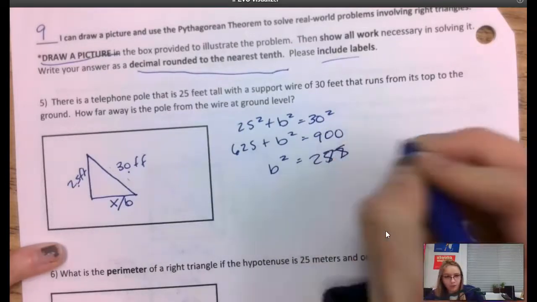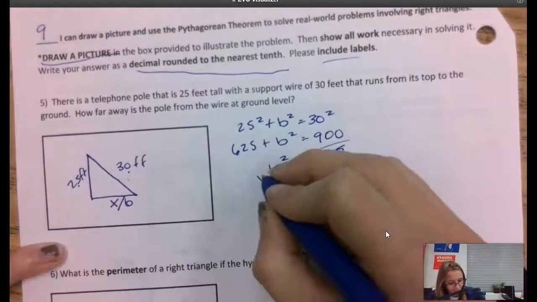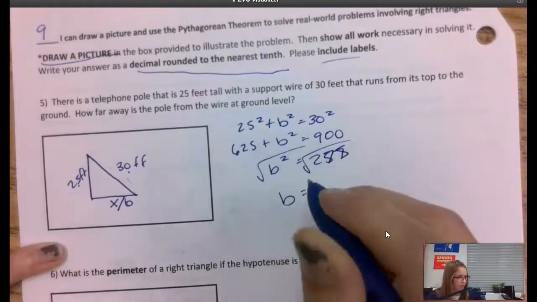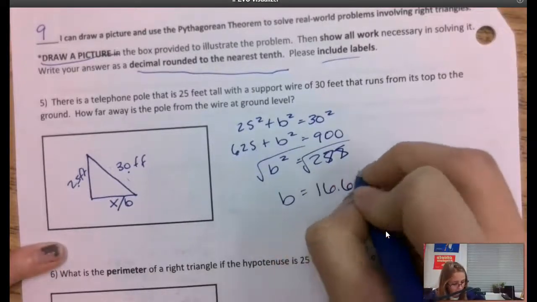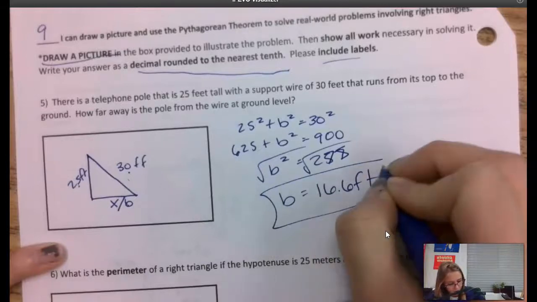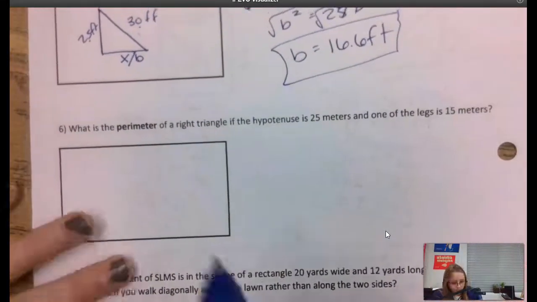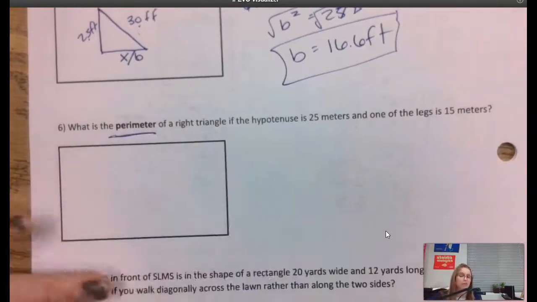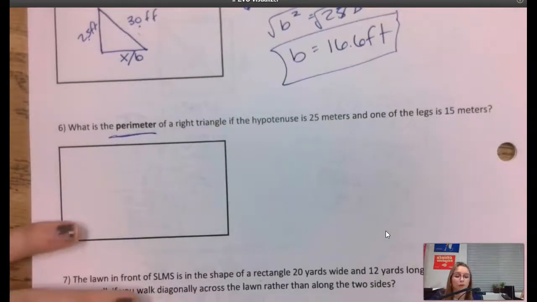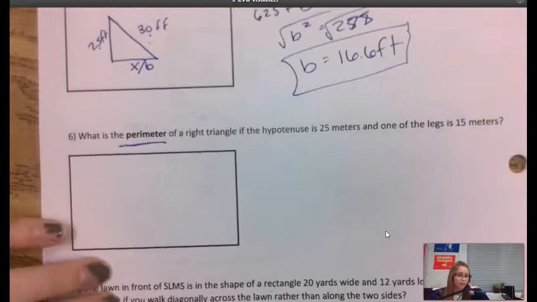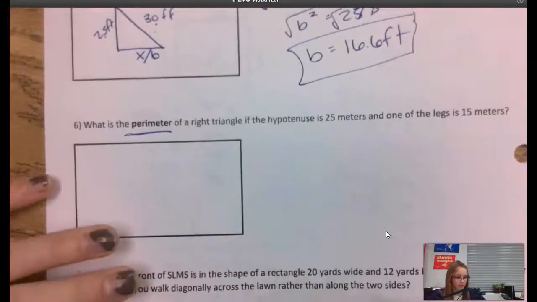Oops, 275, my bad, I wrote it backwards. And then B would equal 16.6 feet. Alright, so there you go. Now it says, what is the perimeter? So once I find this missing length, I then need to find the perimeter, okay? I did count off a point if you did not do that.